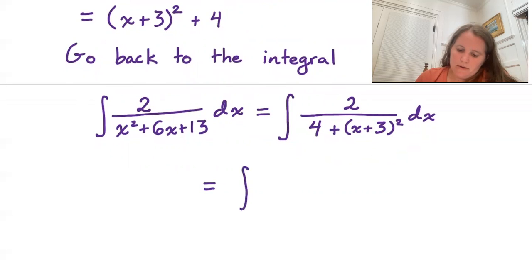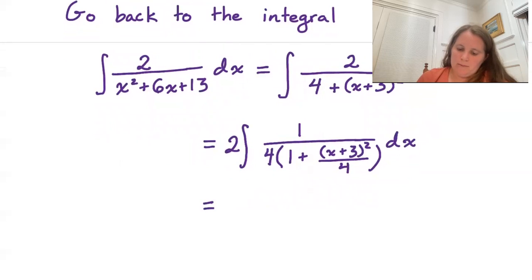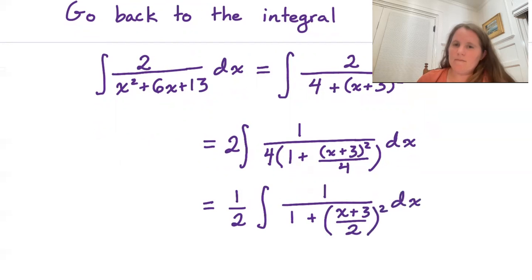So if we pull our 2 out front, we have 1 over. Then if we factor a 4 from the denominator, we have 1 plus x plus 3 squared over 4 dx, or this becomes 1/2 times the integral of 1 over 1 plus, if we toss the 4 inside the square, it becomes 2 squared. So we have x plus 3 over 2 squared dx.